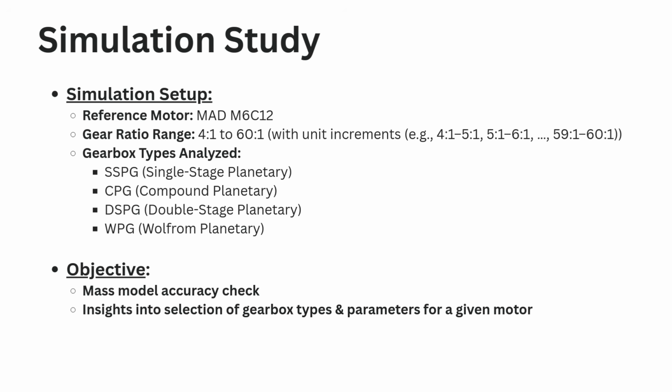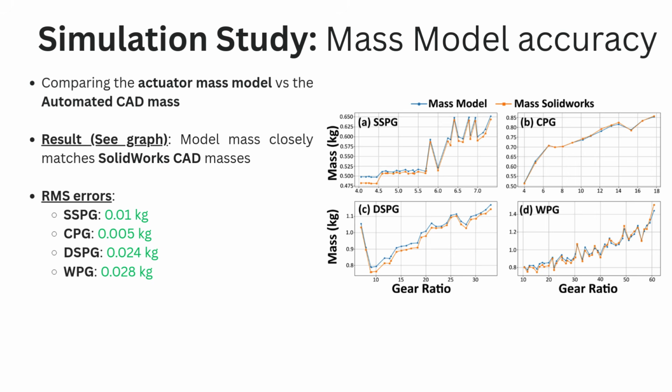We perform a simulation study using the Compact Framework. The setup is shown on the screen. This study evaluates the accuracy of the actuator mass model and provides insights for selecting gearbox types and parameters for a given motor. We compare the actuator mass predicted by the model with the mass obtained from the automated SolidWorks CAD. The model mass closely matches the SolidWorks CAD mass, see graph.